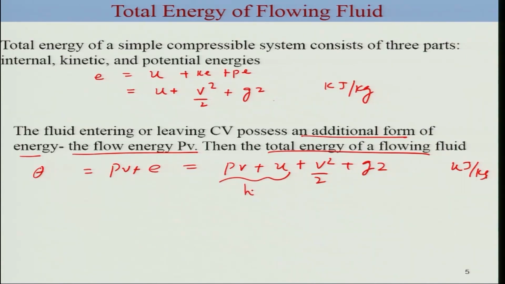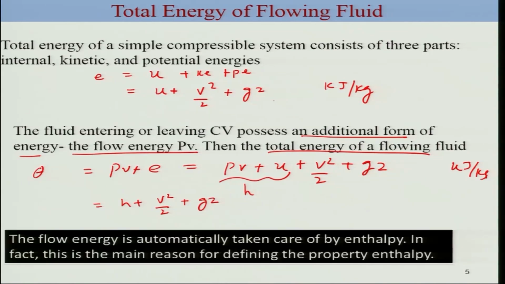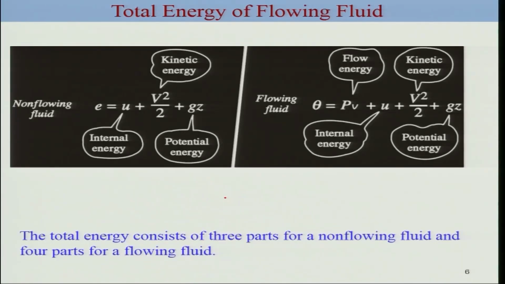So we can write this total energy of a flowing fluid in terms of h plus V square by 2 plus g z. Okay. So note that the flow energy which we have added now is automatically accounted for within the enthalpy of the fluid. And that is precisely the reason why we have introduced enthalpy, to make use of the expression in a simpler form. Okay, so let me summarize for the two cases.